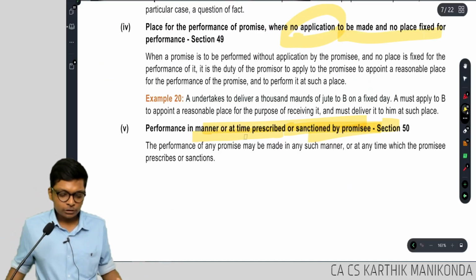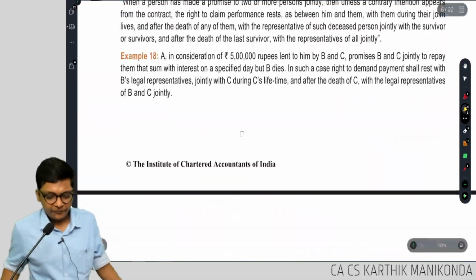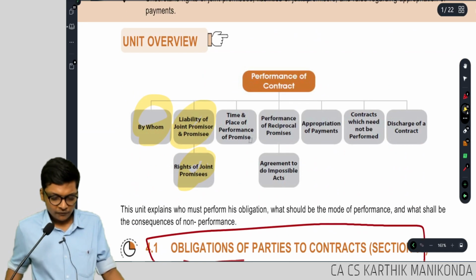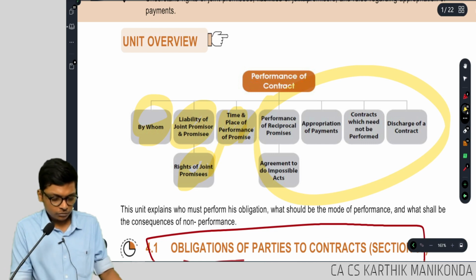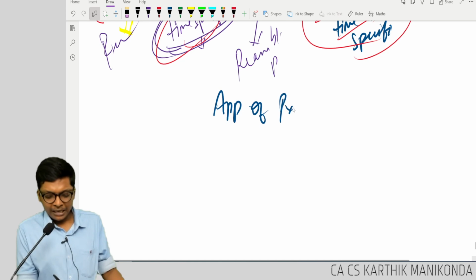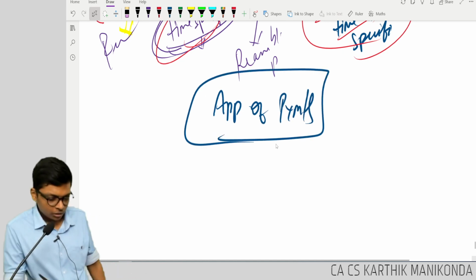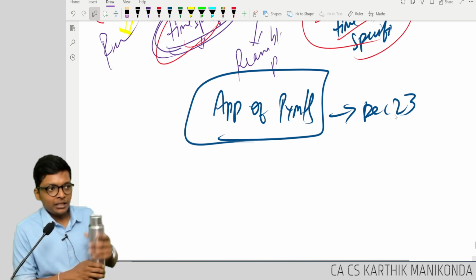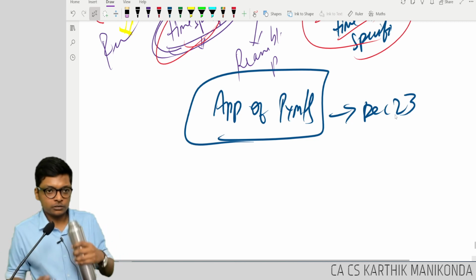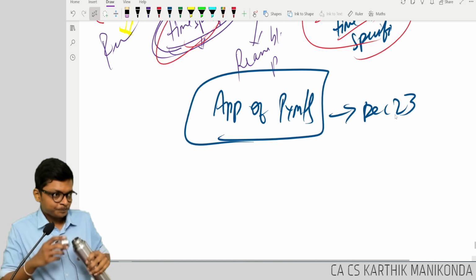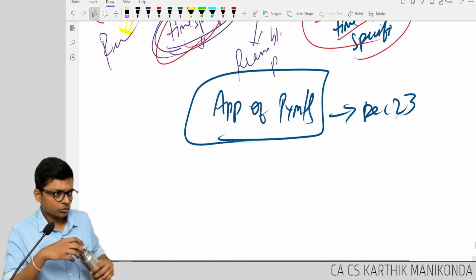This is the next concept: time and place of performance. If you look at the chapter starting, we are done till here. We have this part only left. Next I will go for appropriation of payments. Mark this as important for December 23. Not a theory question, but a case study question.